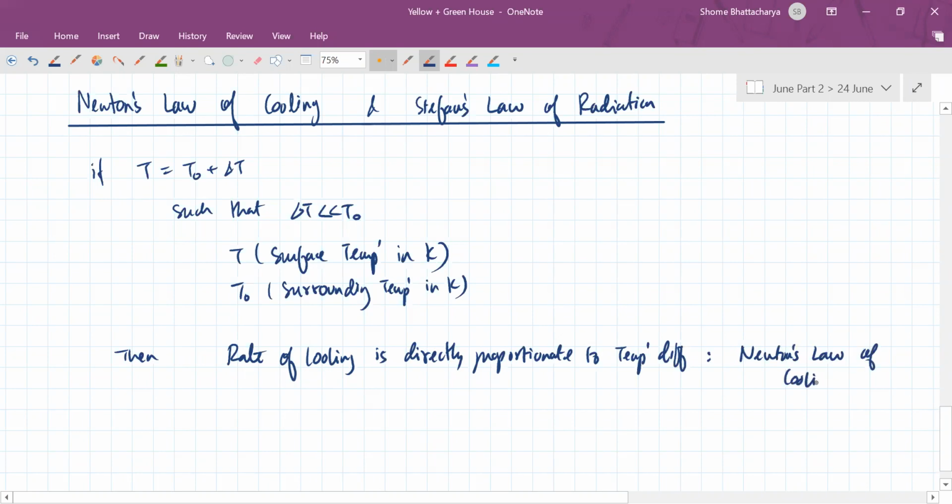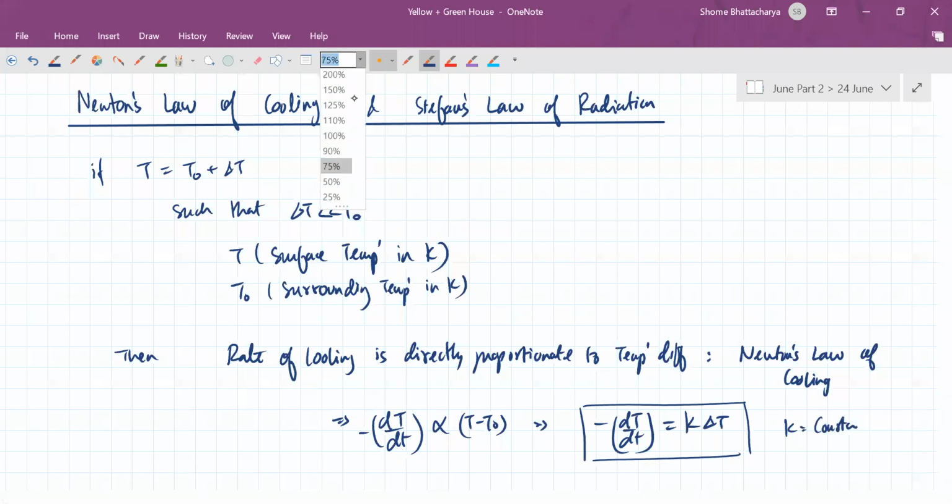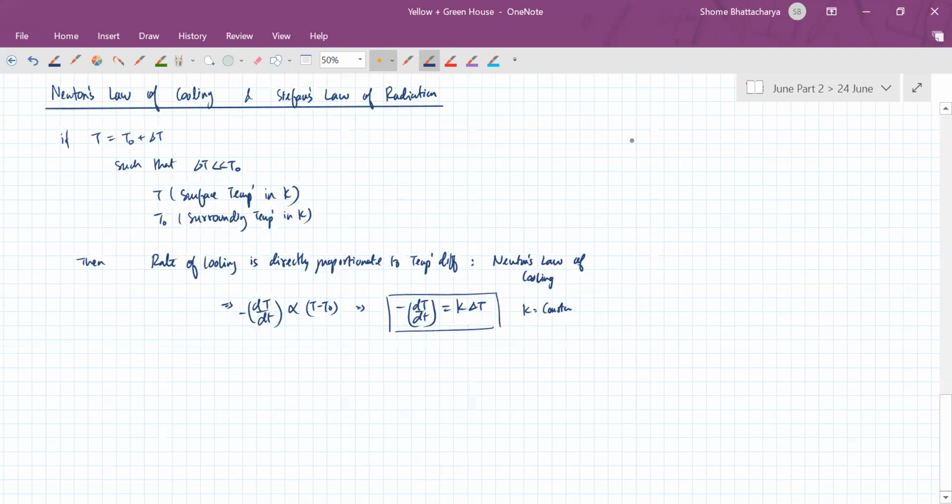So mathematically, this works down to: the rate of cooling is directly proportional to the temperature difference. Or in other words, we can say that the instantaneous rate of cooling must be equal to some constant times delta T, where K is some physical constant. Okay. Now let's see how this compares with what Stefan's law of radiation says.